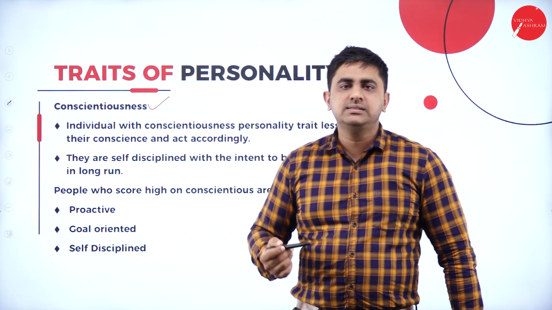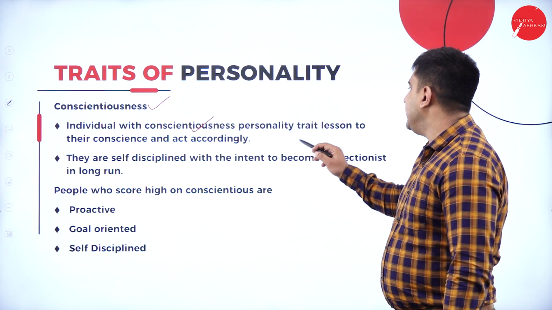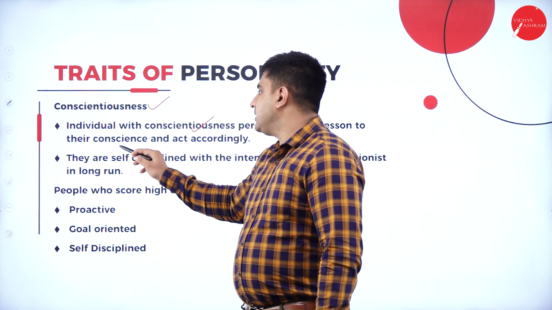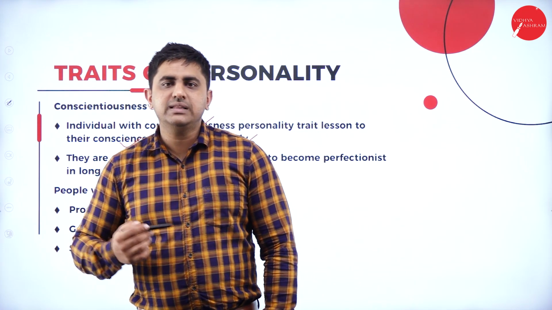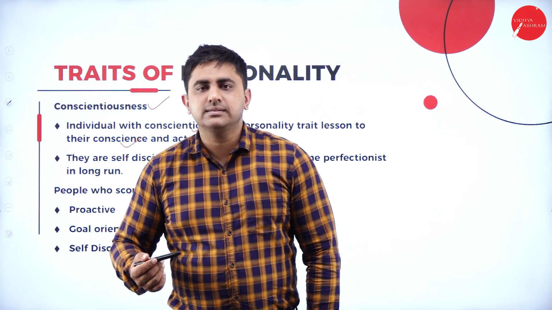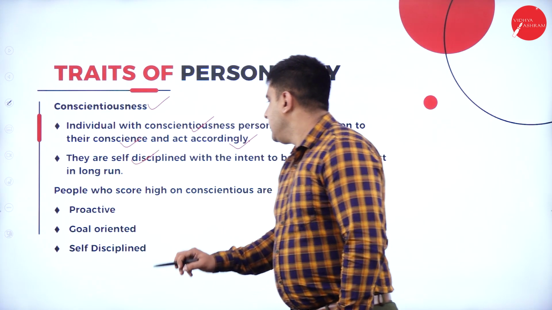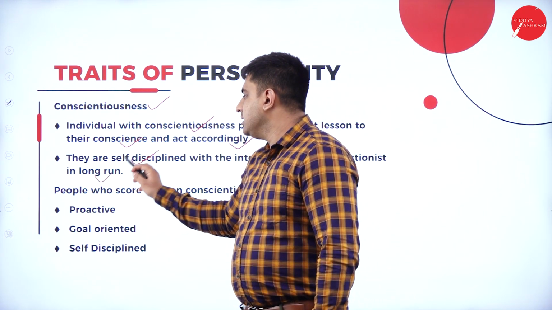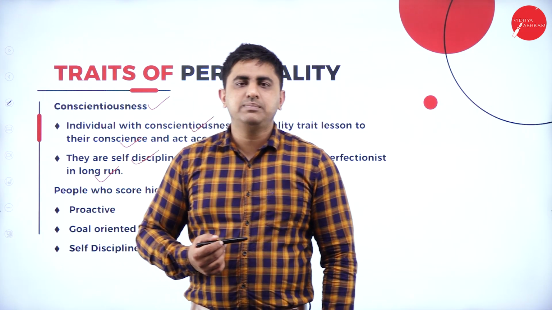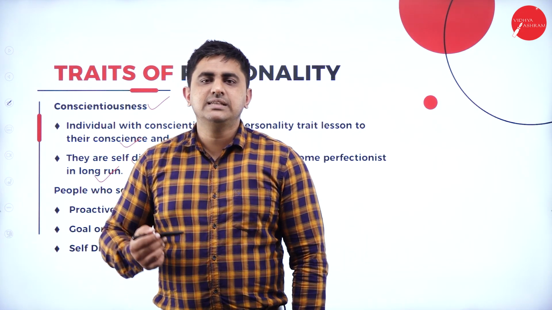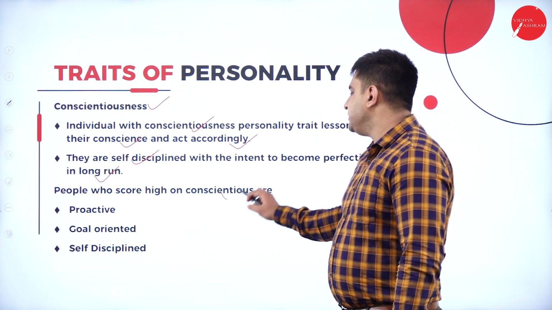conscientiousness. So what does this basically mean? Individuals with the conscientiousness personality trait listen to their conscience and act accordingly. That is, before doing anything, they think whether they're doing a task in a disciplined way or not. For example, they are self-disciplined with the intent to become perfectionist in the long run. That is, they have a goal. To achieve that goal, they are self-disciplined and they are working on that goal in a very disciplined and hard-working way. So people who score high on conscientiousness are proactive.